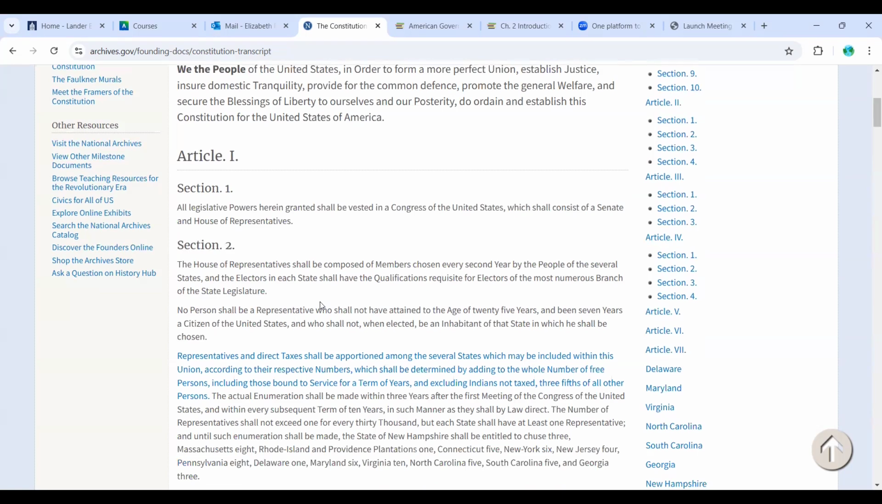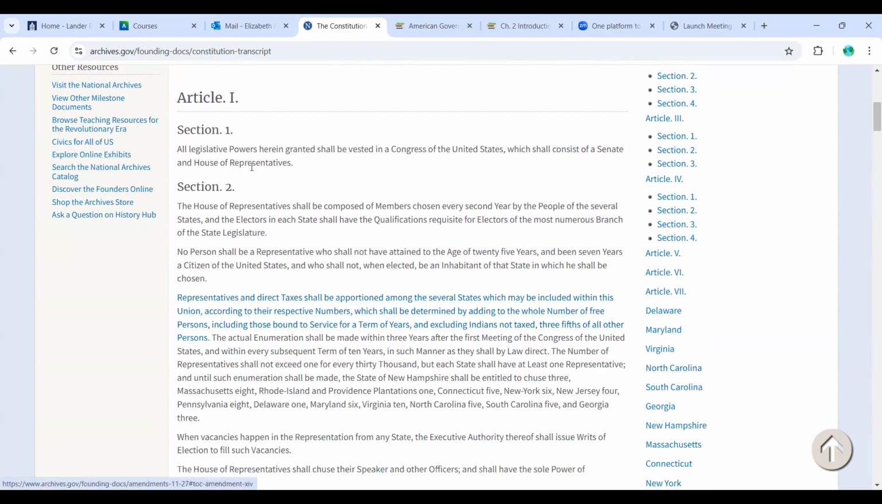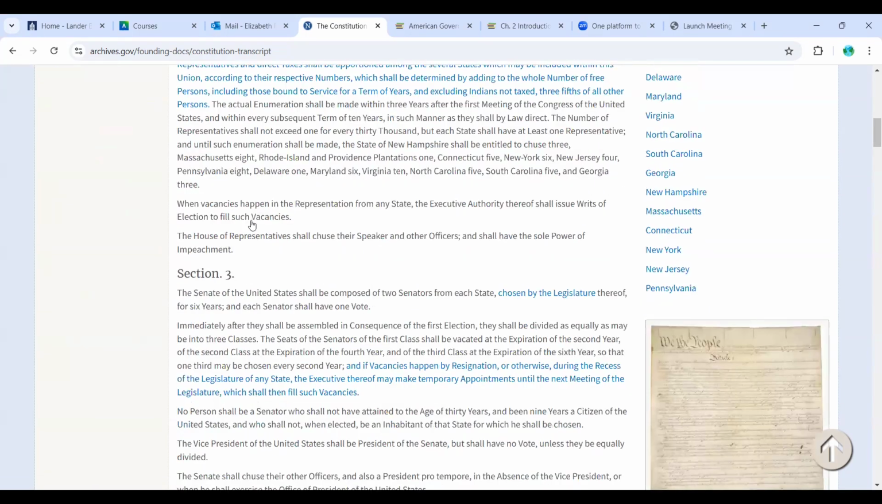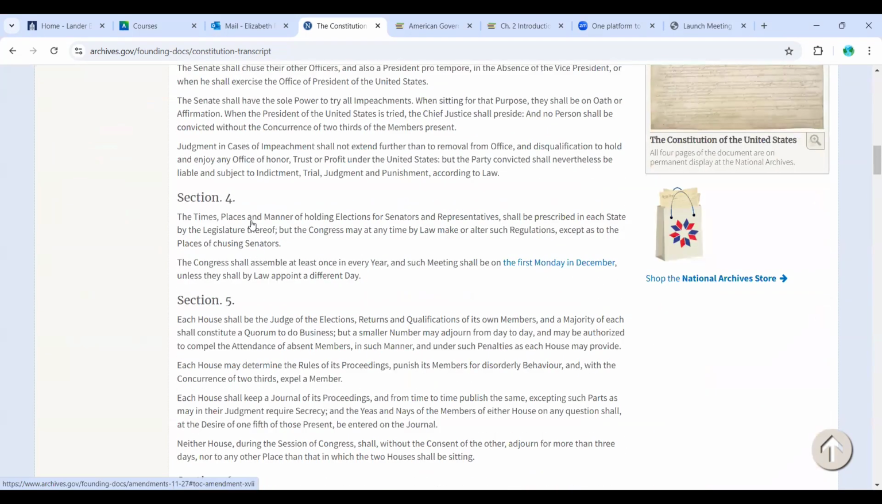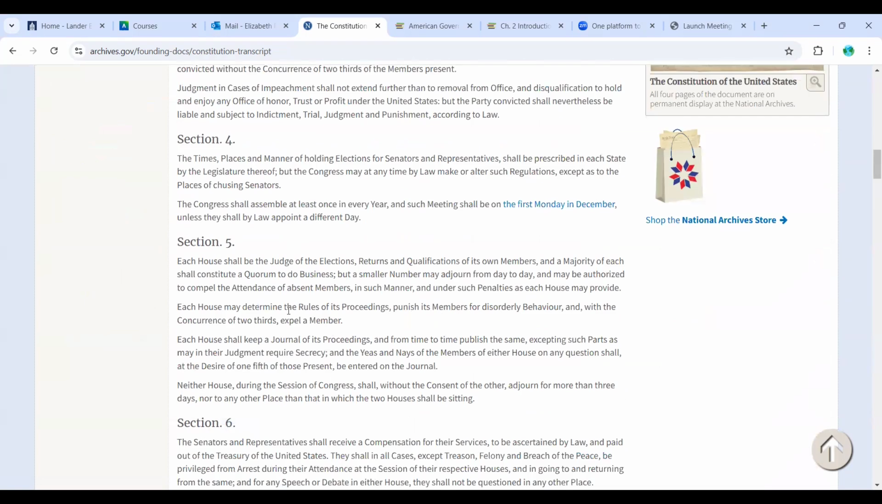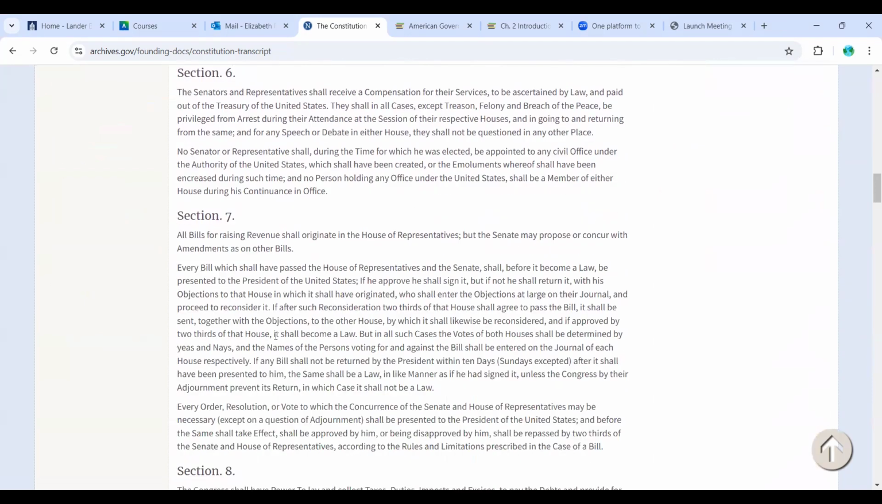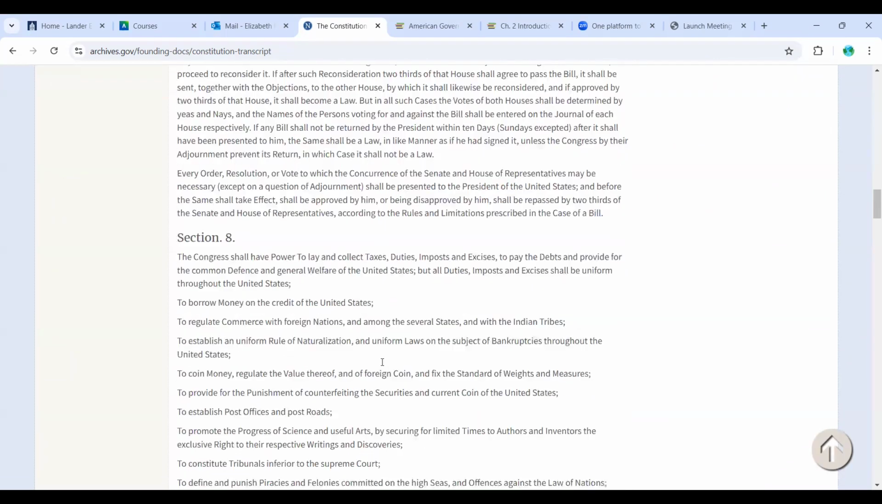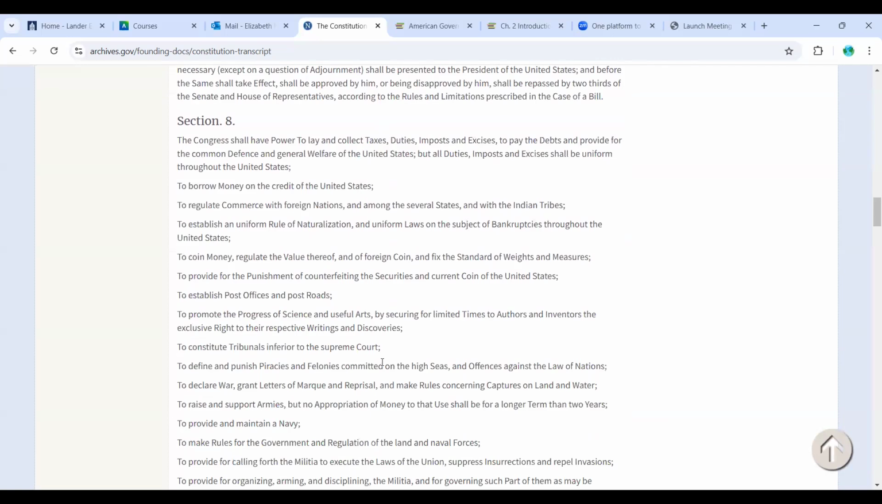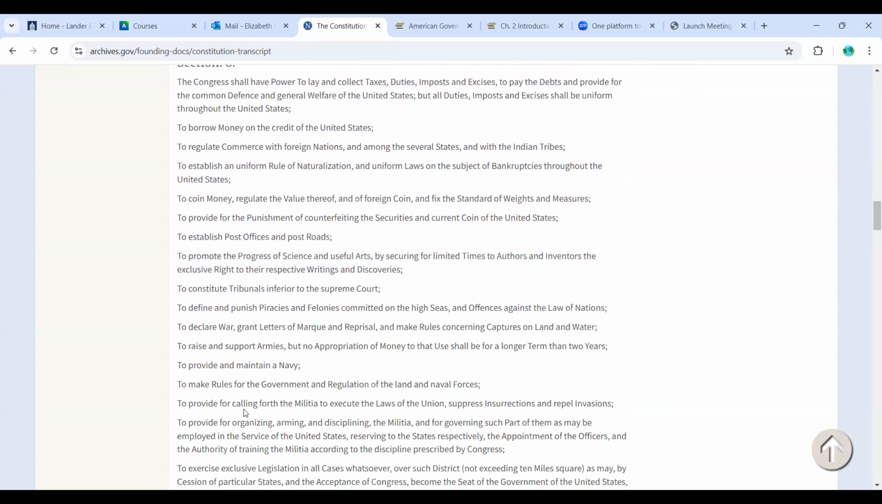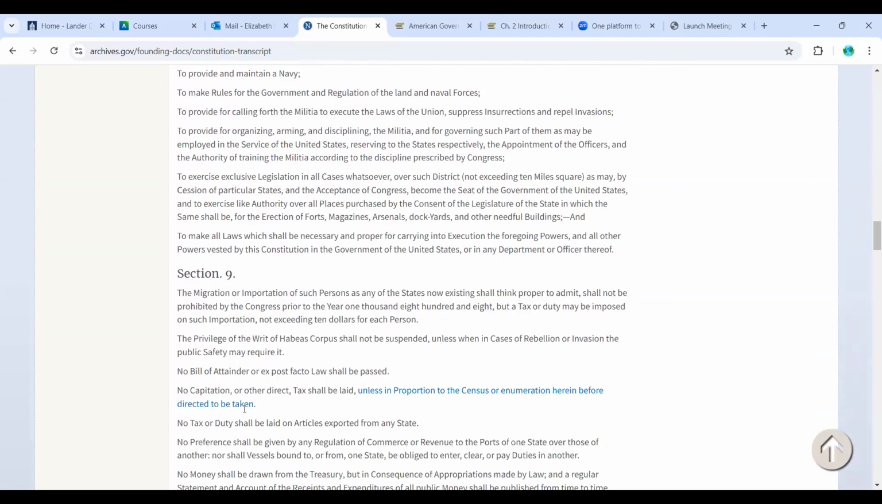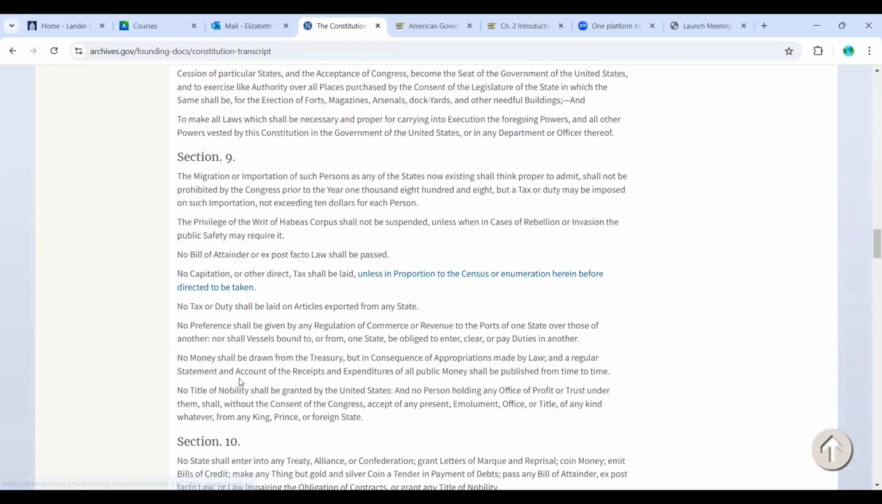Article 1 is particularly long. It describes how representatives are chosen in the House and then how they'll be chosen for the Senate. It talks about when they'll meet, what they can do while they're meeting, how much they'll get paid, how a bill will become law, and what kinds of laws Congress can pass. So this is a list of the specific powers, enumerated powers. I'll come back to that word enumerated in a moment. The enumerated powers of Congress are listed here. And then there are 2 sections that limit the power of government.